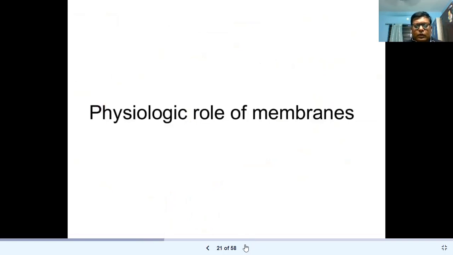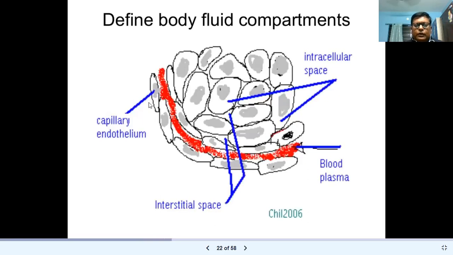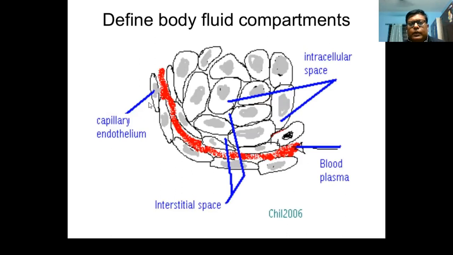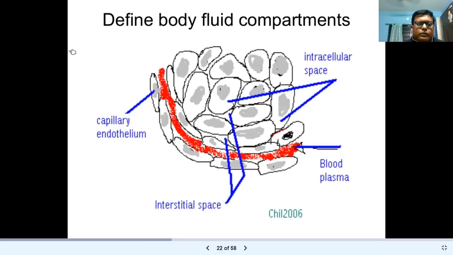So now, a very important part: what is the role of the membrane? They actually help in defense of the body and define body fluid compartments. So this is the schematic diagram. This is the intercellular space, the extracellular space or interstitium. So these black areas are the cell membrane. So they actually form the cell and define the fluid compartment.